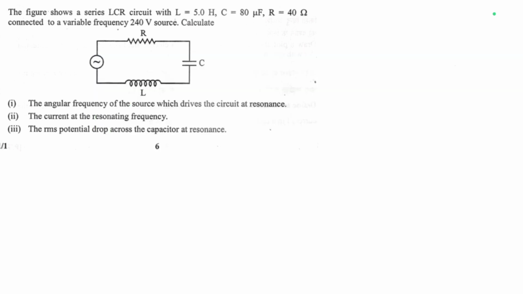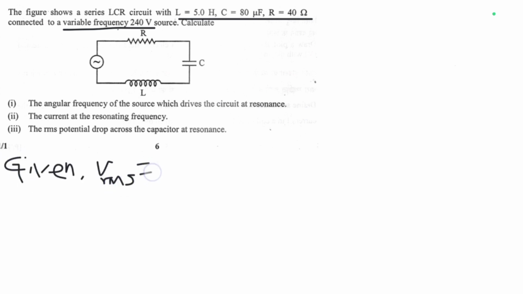So in this question, it is given that the inductance is 5 henry, capacitance is 80 microfarad, and resistance is 40 ohm. They are connected to a variable frequency source of 240 volt. Whatever is given as voltage here is basically the RMS voltage. So we will write in the given V RMS, I am writing it on the screen, so it is 240 volt.